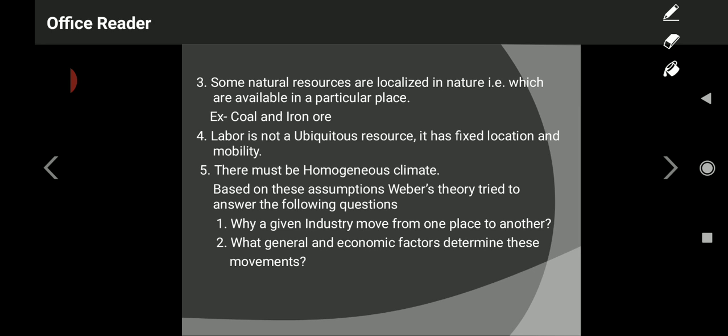I hope all of you understood, my dear students, the introduction and assumptions of Alfred Weber's theory of industrial location. The continued part of the same theory we shall discuss in the next class. Okay, till then, thank you very much.